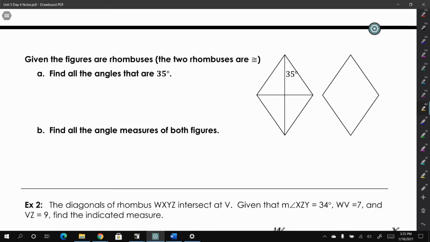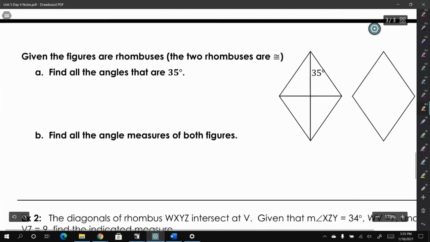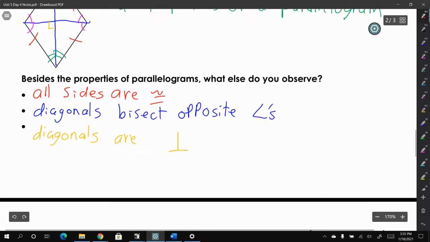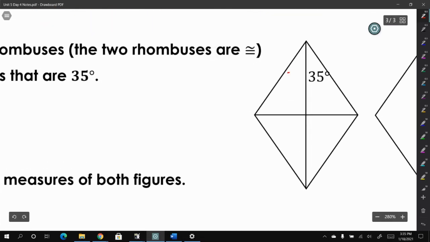Given the figures are rhombuses and the two rhombuses are congruent, the reason why they're both here is, if you need more room to draw something, you have another rhombus there to use. But we may not need it. So find all the angles that are 35 degrees. So based on what we have up here, these angles are 35 degrees. And then part B, find all the angle measures in both figures.